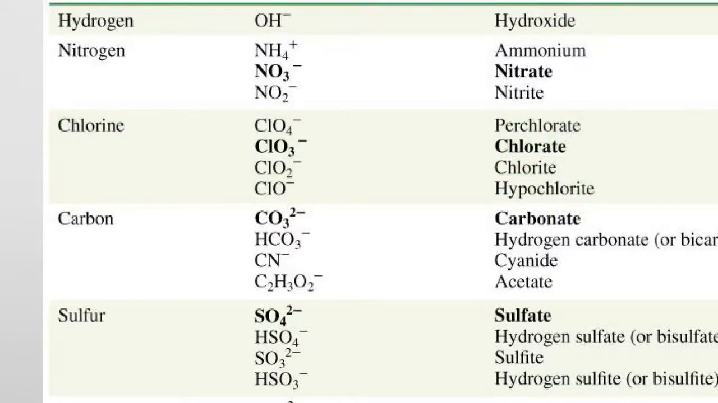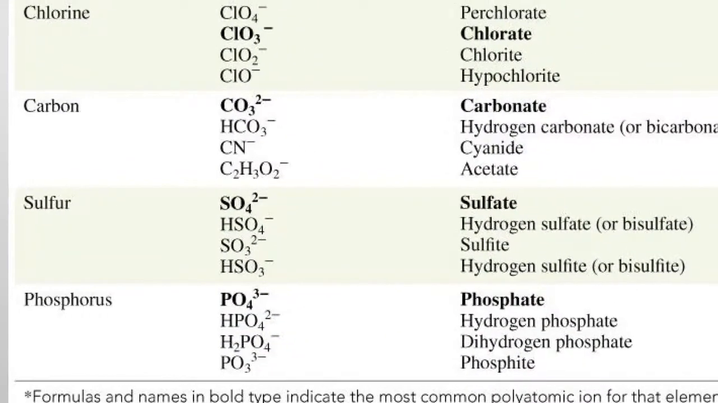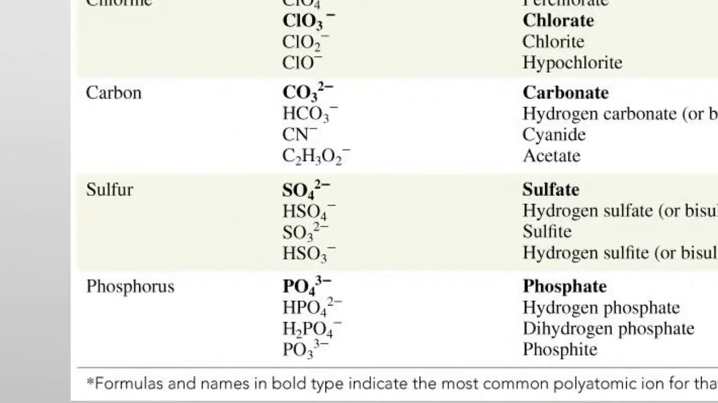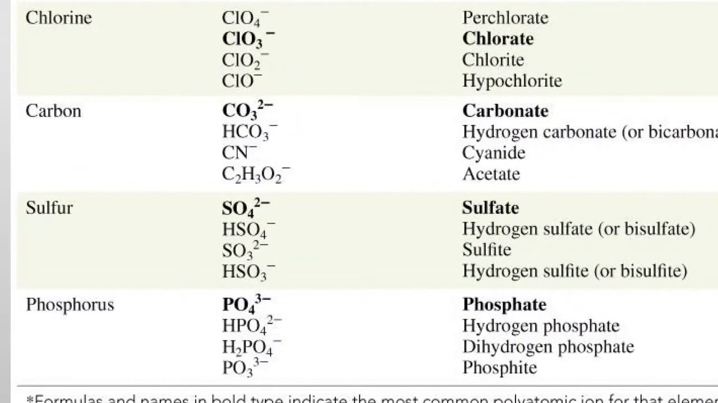Then you got carbons, you've got sulfurs, you've got phosphorus ions. You can see they follow a trend. Carbonate for carbon, hydrogen carbonate for HCO3 1 minus, cyanide for CN minus. The C2H3O2 minus is an acetate. That comes from acetic acid, which is vinegar.